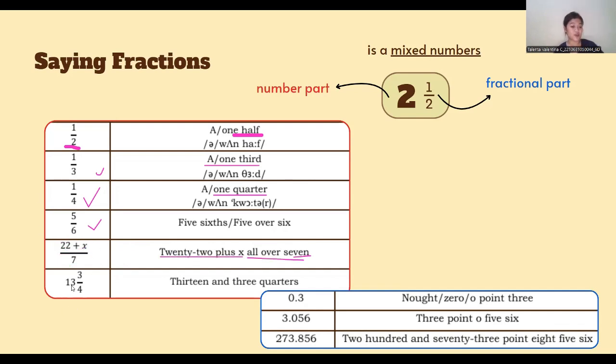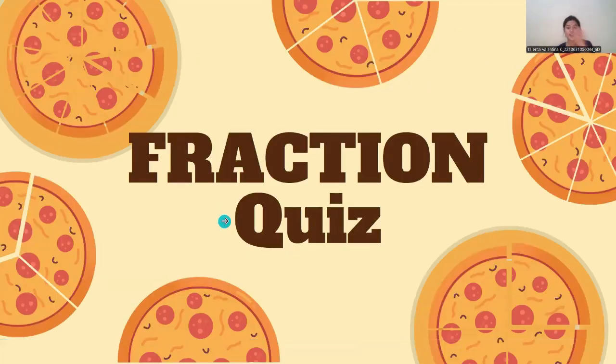Next, this is a mixed number. We have 13 and 3/4, so we say 13 and 3/4. And then we have the decimal fraction. It's called 0.3. The next one is 3.056. And the third one is 273.856.